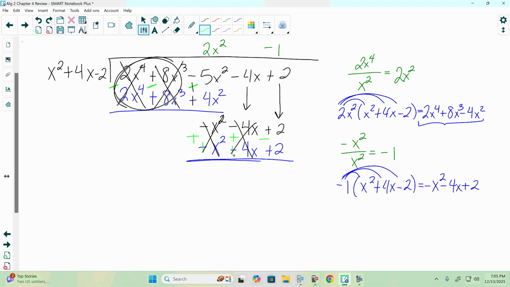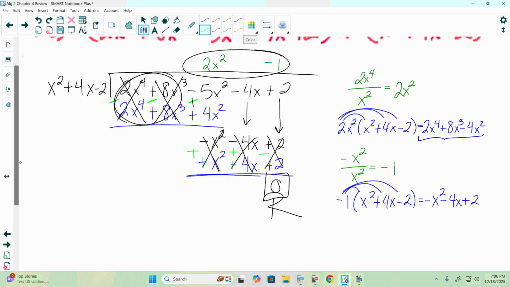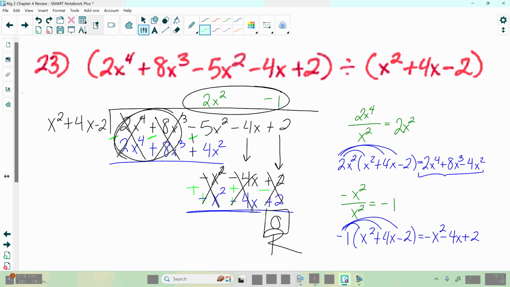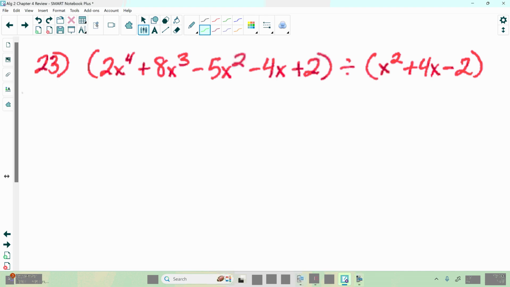And lastly, 2 minus 2 is 0, telling me that the remainder is 0. And 2x squared minus 1 is our final answer. And that's all we have to do for this here. Now, if you're wondering, yes, we can do this by synthetic division. It does take a little bit longer to set up, but we are able to do it.